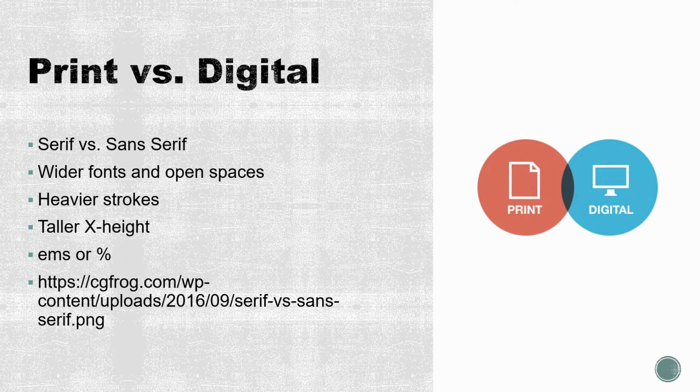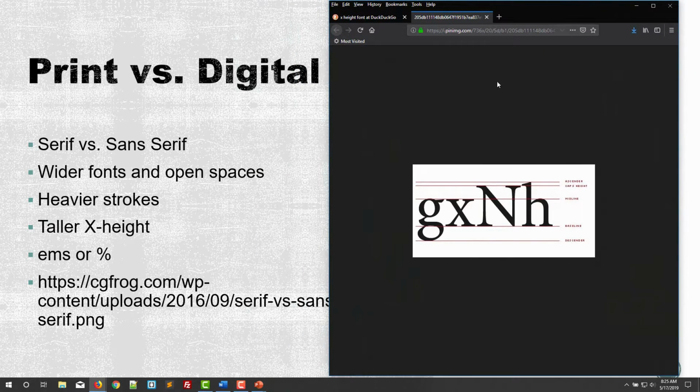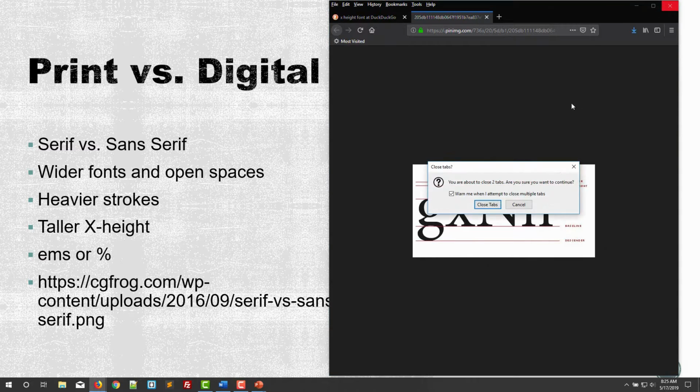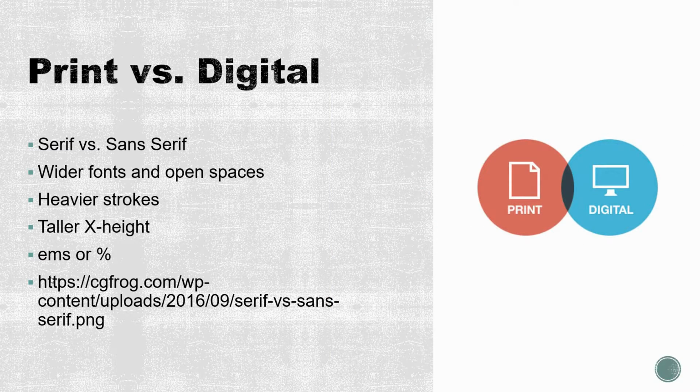Taller x-height. The x-height is the height of the lowercase letters, and the taller that height is, the easier it is going to be for people to read. A lot of web fonts have been optimized and created specifically with a taller x-height so that they are easier to read. So you want to look for those types of fonts when you are working with text.